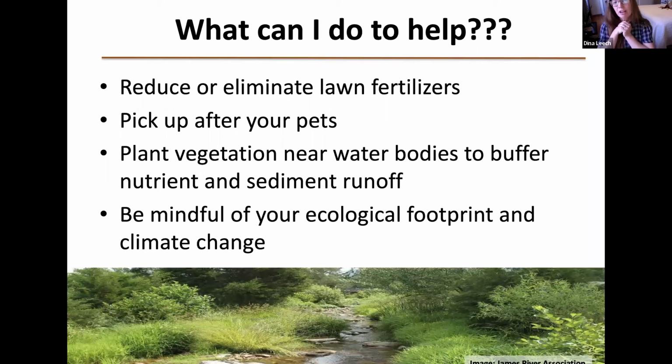And then, a bigger issue is climate change. That becomes more complex, what you can do. But be mindful of your ecological footprint, in terms of your uses of resources, the waste that you generate, and what impact that is having on our planet. Again, you're only one person, but as we all begin to think about this, 7.8 billion of us, that could have a bigger impact on the system.